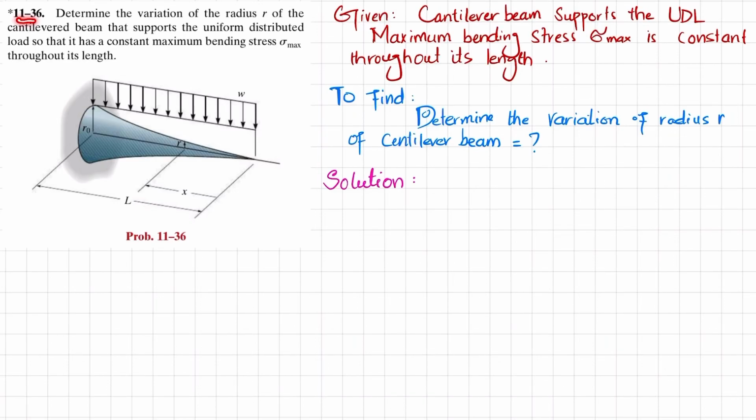Welcome back. Problem 11-36. The statement is: determine the variation of radius r of a cantilever beam that supports the uniform distributed load, so that it has a constant bending stress throughout its length. You can see this is the cantilever beam that is acted upon by this uniformly distributed load of W. The total length of this beam is L, clear, and this radius varies along the x distance.